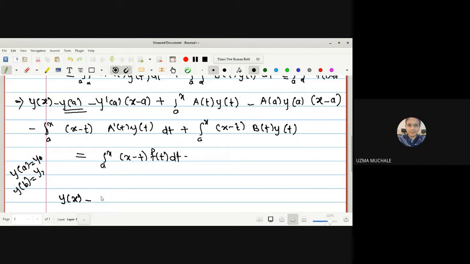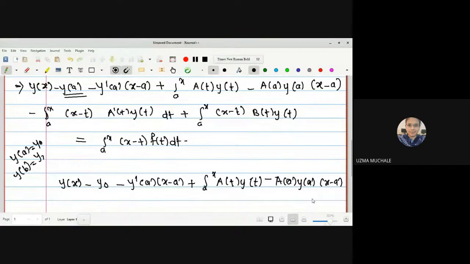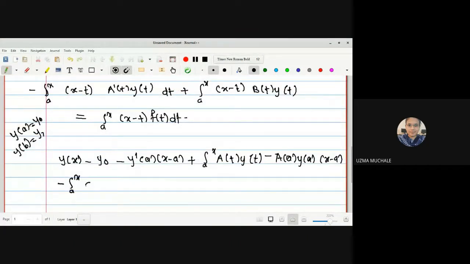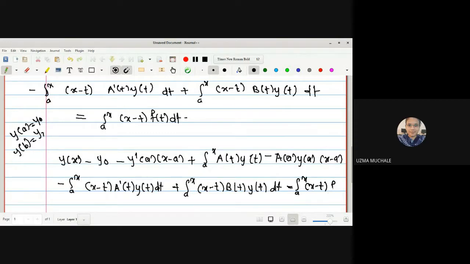next equation: y of x minus y of a is y naught minus y dash of a x minus a plus integration a to x a of t y of t minus a of a y of a x minus a minus a to x minus t a dash of t y of t dt plus a to x minus t b of t y of t dt is equals to a to x minus t f of t dt.